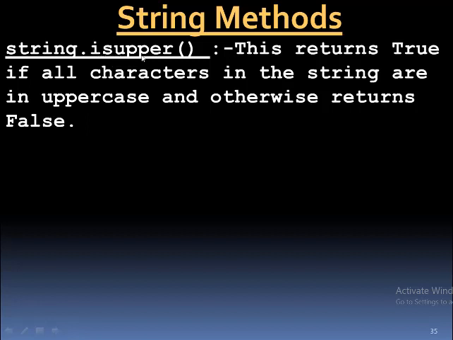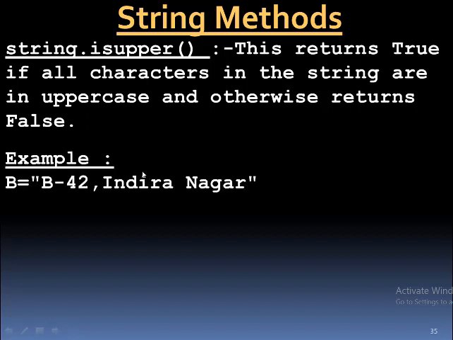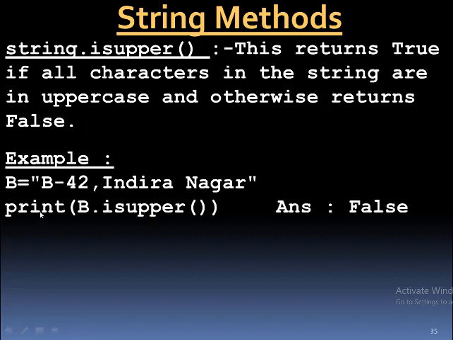Now next is isUpper. Again it is an is function, so it will check for uppercase alphabets. That is, it will return true only if the string consists of only uppercase alphabets. Otherwise it will return false. For example, if this is the string and you write print b.isUpper, it will return false because there are other characters also which are not uppercase alphabets.